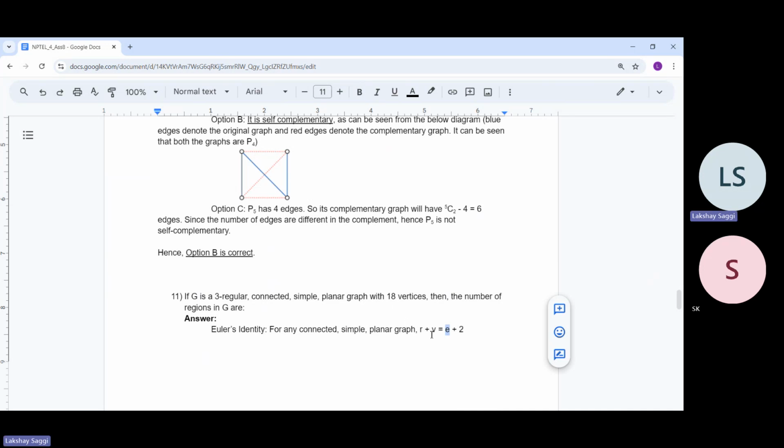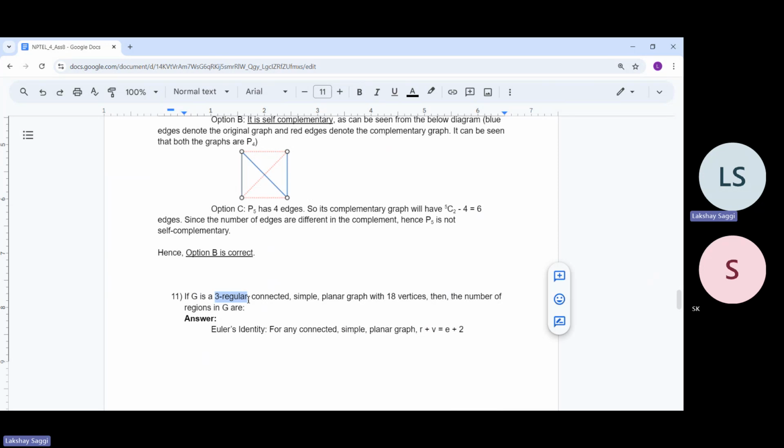But we are only given the number of vertices in the graph, which is 18. So we are given that V is 18, but we are not given anything about E. So we have two unknowns here, R as well as E. We can't solve one equation with two unknowns, right? So we need to figure out E in some other manner. Note that we have not used the property that G is 3 regular till now. Using this property, we will be able to find the number of edges in the graph.